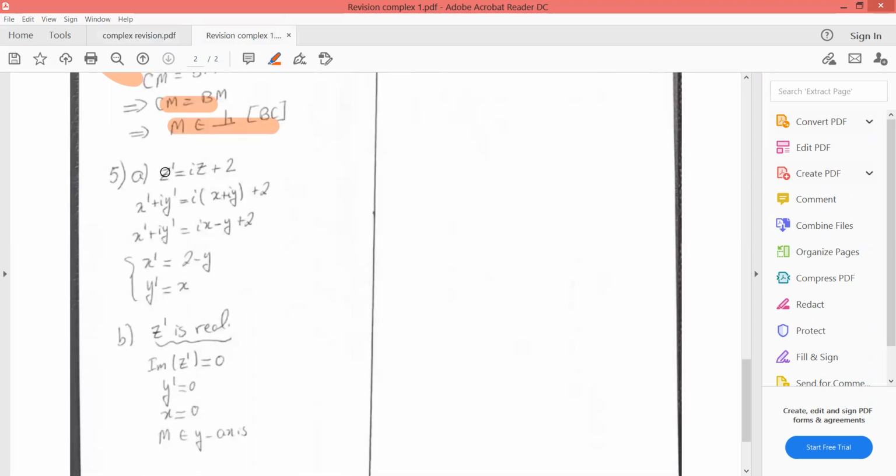So z prime equals iz plus 2. Z prime is x prime plus iy prime. Z is x plus iy, so i into x plus iy plus 2. X prime plus iy prime equals ix minus y plus 2. So real part equals real part, x prime equals 2 minus y. Imaginary part equals imaginary part, y prime equals x.